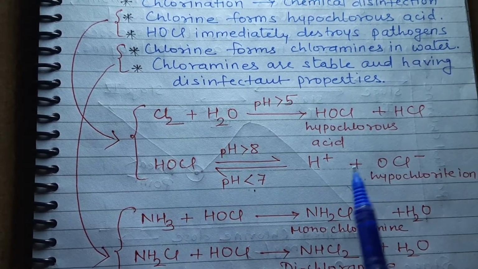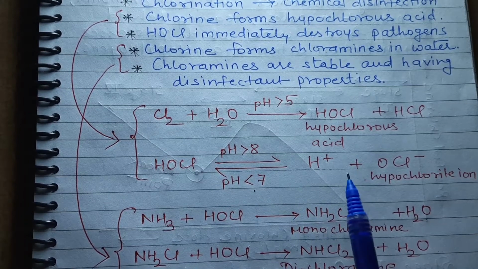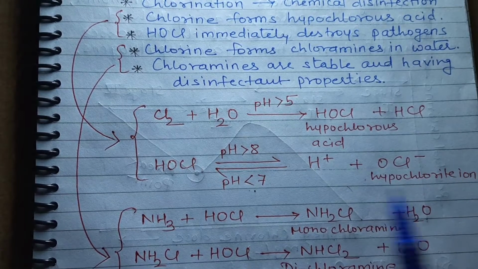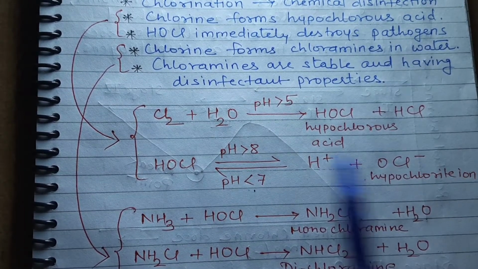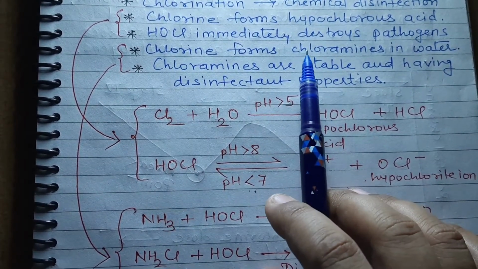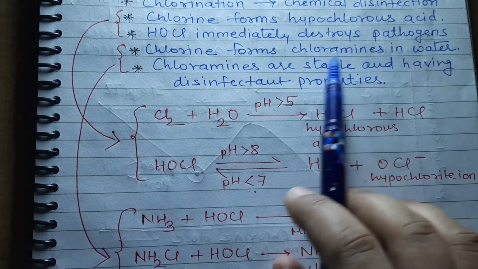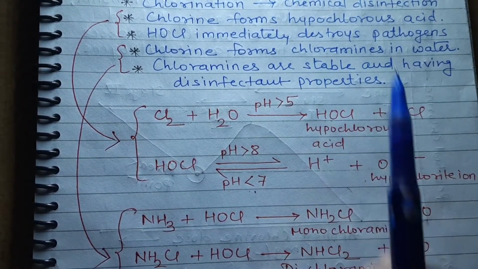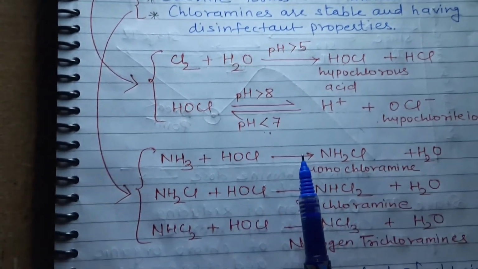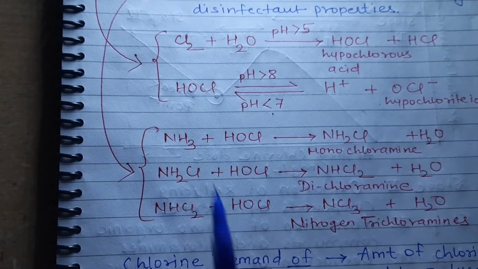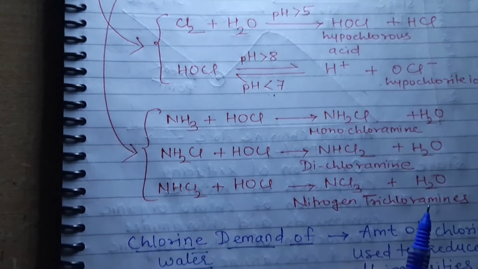Now sometimes when organic impurities are present in water, they may have different degrees of decomposition, and traces of ammonia may be present in water. So when chlorine is added to such water, what happens? Chloramines are formed. What are chloramines? Chloramines are stable compounds of chlorine and ammonia, and they also have disinfectant properties.